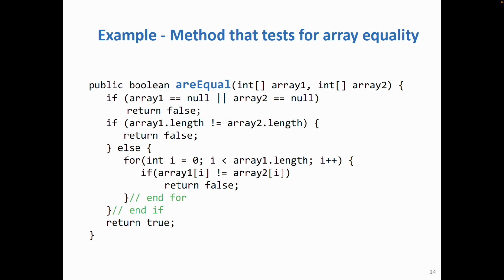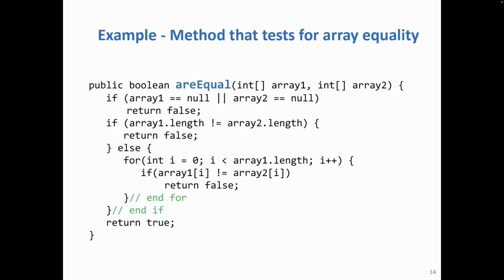Like if I have 1, 2, 3, and the other one is 1, 4, 3, they're not the same. So once I find a difference, I can immediately return false. Then I say, okay, they're not the same. I don't need to go over the rest, so I can return false.